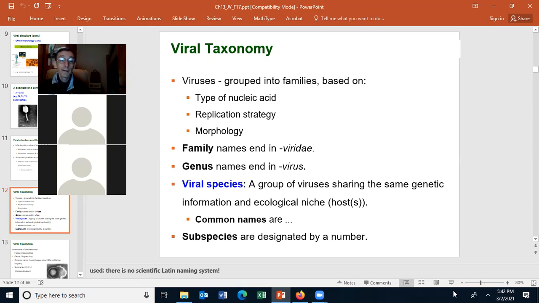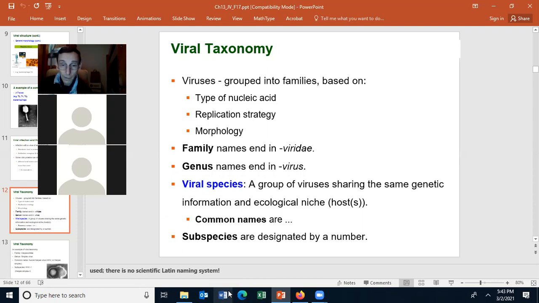Now, with viruses, it's important that we go one step beyond species. Even with bacteria, we will mention that there are different strains or subspecies. Subspecies are different in viruses, and we designate subspecies by a number.